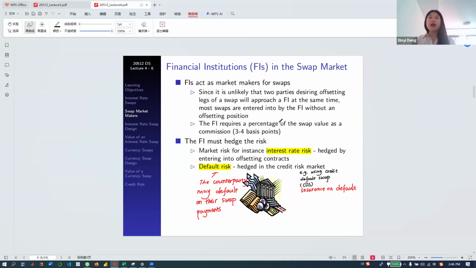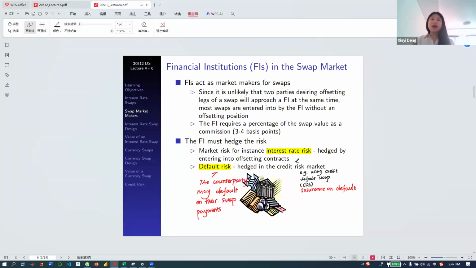On the one hand, they are going to have the market risk. For interest rate swaps, that is the interest rate risk, and of course that's always hedged because the financial intermediary is just a market maker. It always makes transactions with both sides. Therefore, this interest rate risk is usually hedged because when they enter into one contract, they usually enter into the offsetting contract as well.